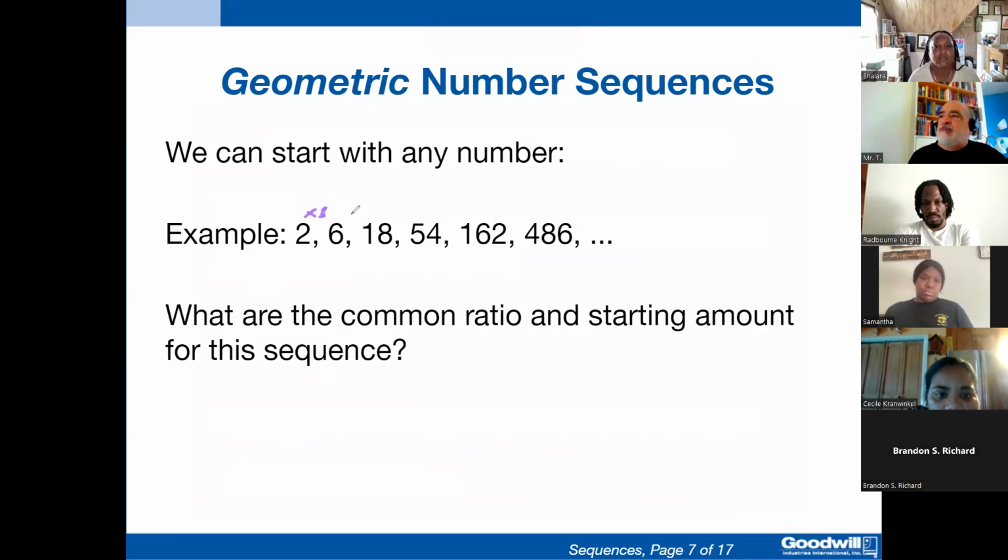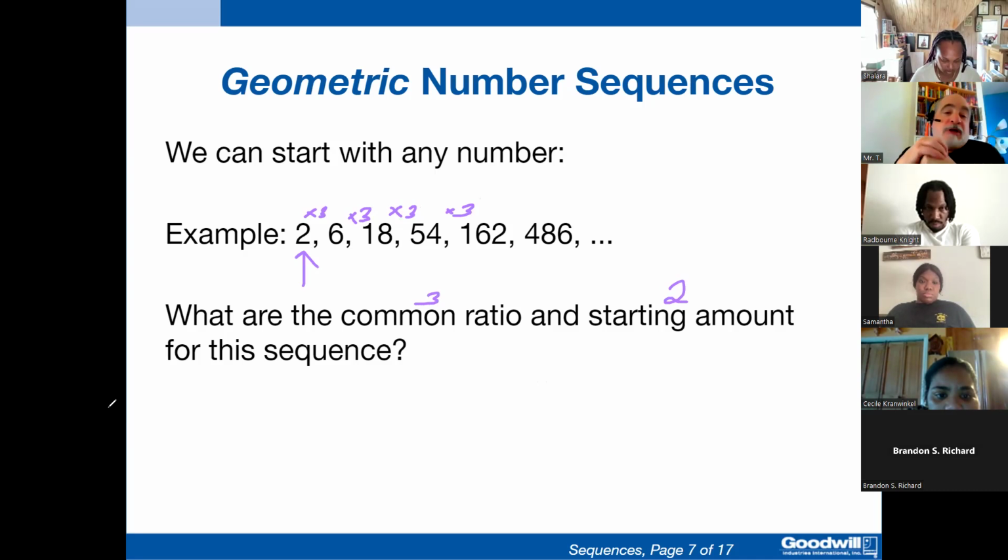And remember, it has to be the same thing each time. And what's the starting amount? The first number. 2, yeah. So we have a starting amount of 2 and a common ratio of 3. Okay, so it's a geometric sequence.